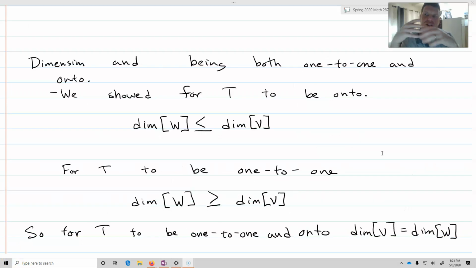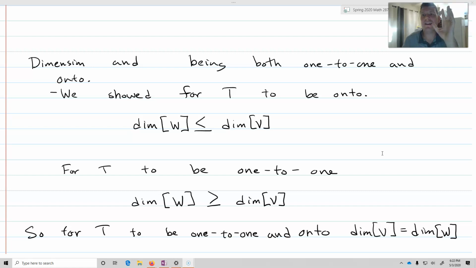So from a dimension standpoint, what if we wanted something to be both 1 to 1 and onto? On the one hand, we showed that for T to be onto, the dimension of W had to be less than or equal to the dimension of V. And for T to be 1 to 1, the dimension of W had to be greater than or equal to the dimension of V. So for T to be 1 to 1 and onto, the dimension of V has to equal the dimension of W. For a transformation to be both 1 to 1 and onto, the dimensions of V and W have to in fact be the same.